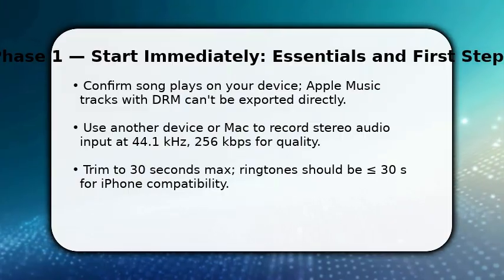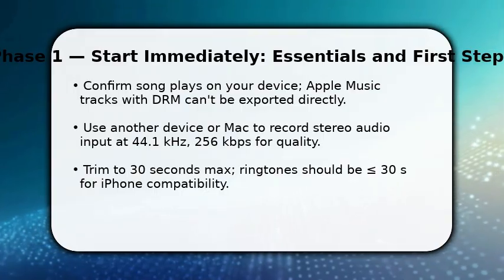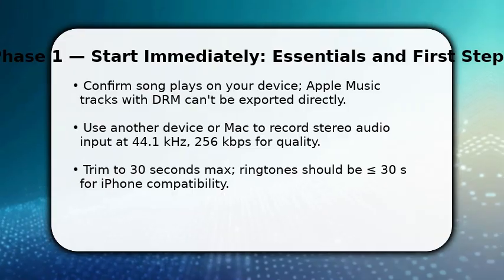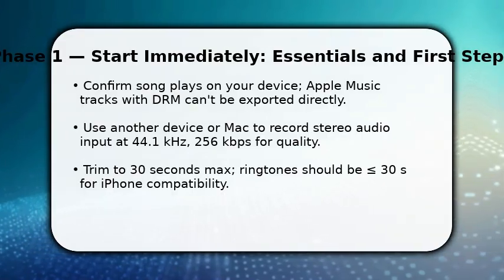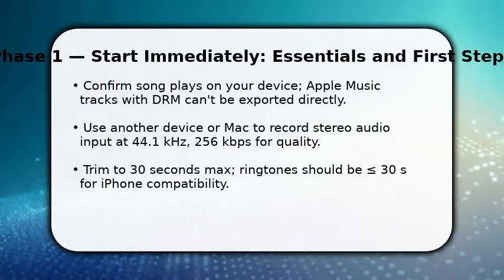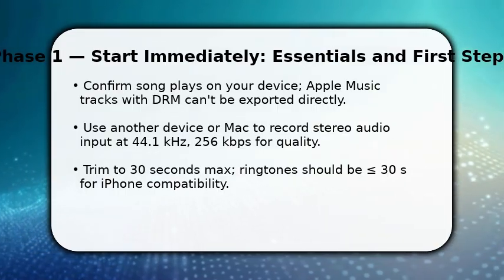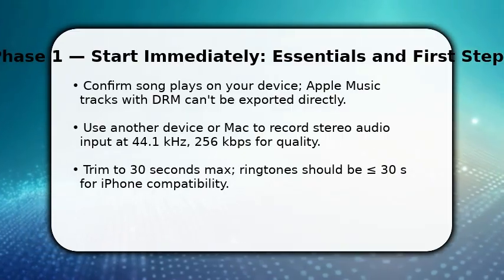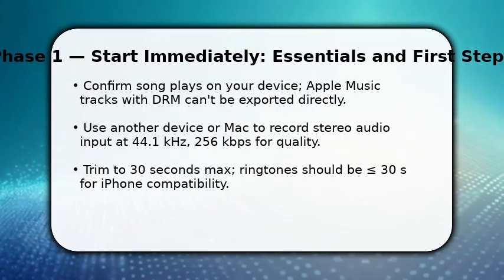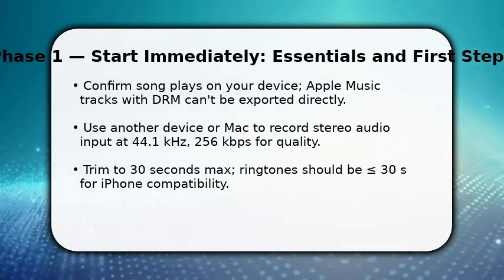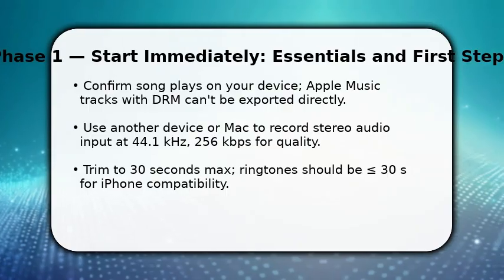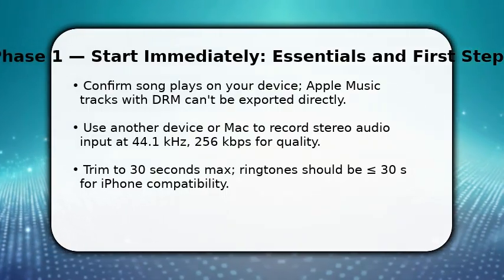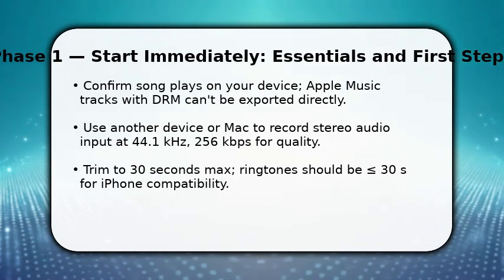You start by capturing the audio because Apple Music files are protected. You cannot export them directly. Use a Mac or separate recorder to play the track and record its output at 44.1 kHz for clarity. Once done, locate the recorded file and make a rough 30-second selection. That length keeps it compatible with iPhone ringtone rules. Make sure to label the file clearly so you can find it when converting. This initial capture is the only practical way to get a usable ringtone source.